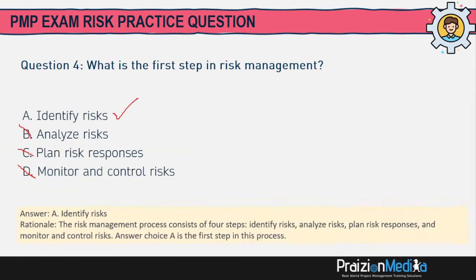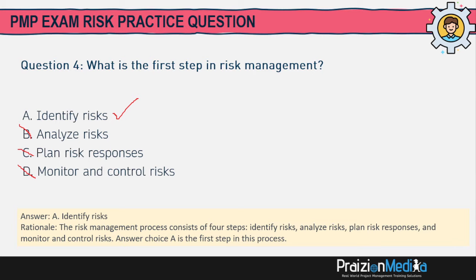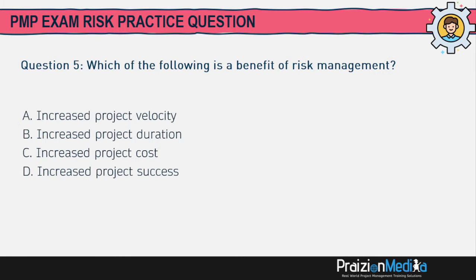It's identify risks. The risk management process consists of 4 steps. You identify, you analyze, you plan responses, then you monitor the risks. So the best answer is A, which is identify risks. Number 5. Which of the following is a benefit of risk management?